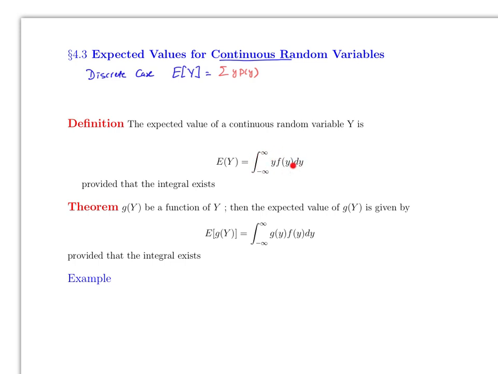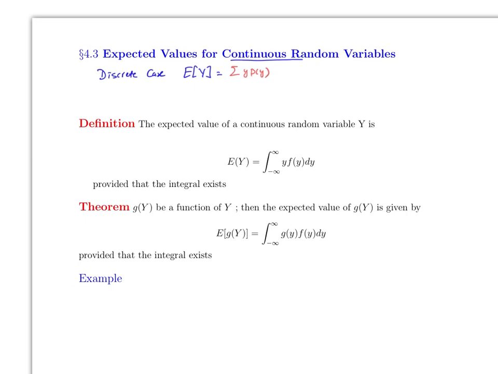So if the integral exists, then this is the expected value. Now in reality, you want to be more technical. The expected value is supposed to be with the absolute value in order for you to say that it exists, but we'll just go with the definition that the book has.